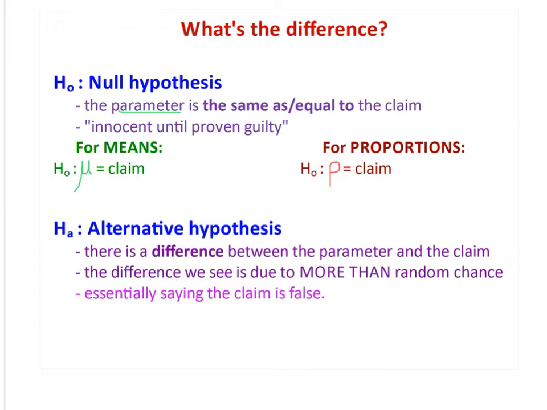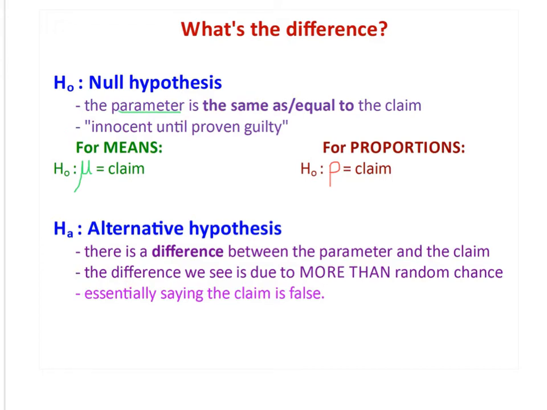But we also have the alternative hypothesis, or kind of what we think is true. So the alternative is like, what do I think is happening? It says that there's a difference between the parameter and the claim. So we think that it's either less than, greater than, or not equal to. The alternative hypothesis is saying the difference we see between the statistic and the parameter is more than random chance. Essentially, it's saying that the claim is false. It's saying this claim, this null hypothesis, is not true.